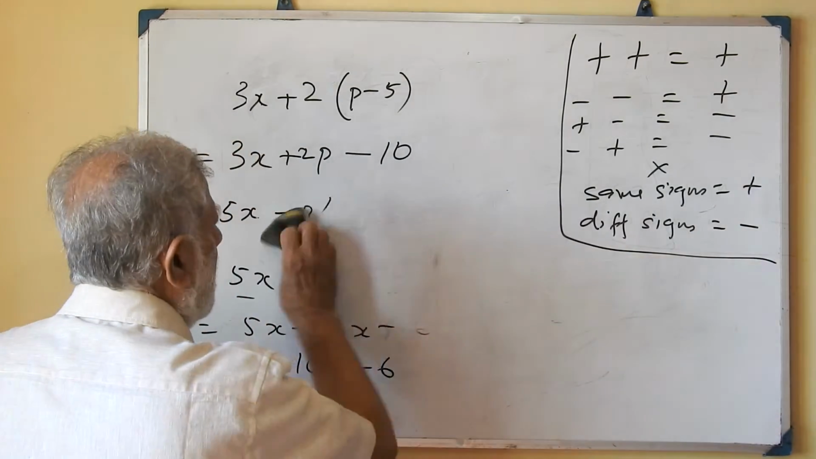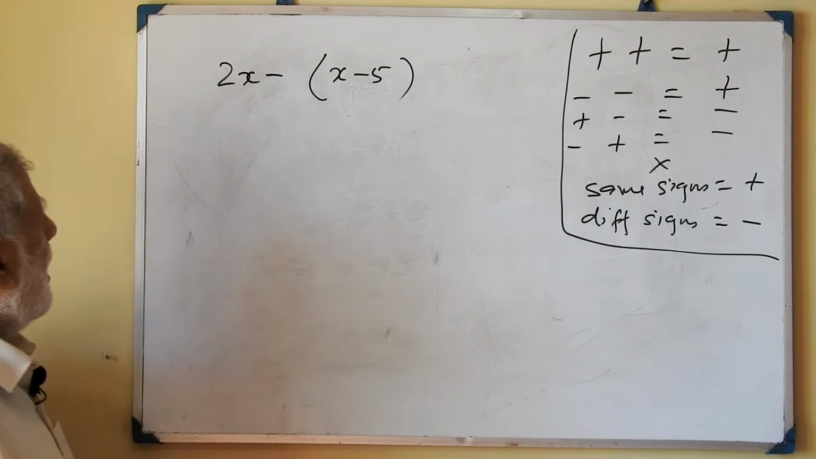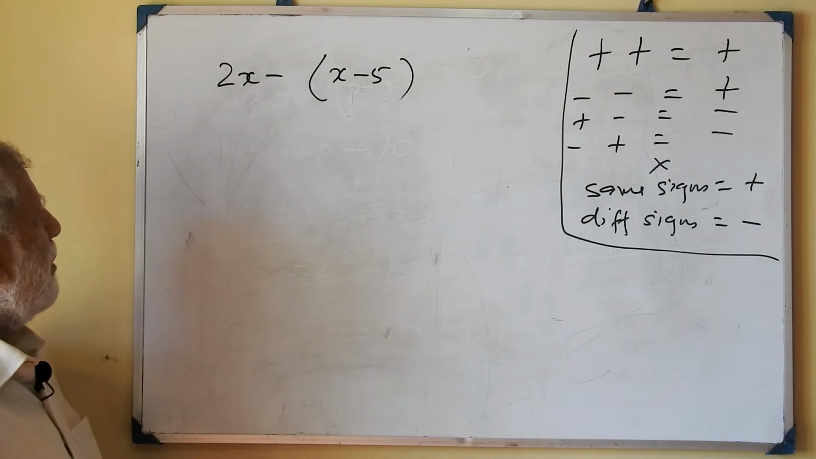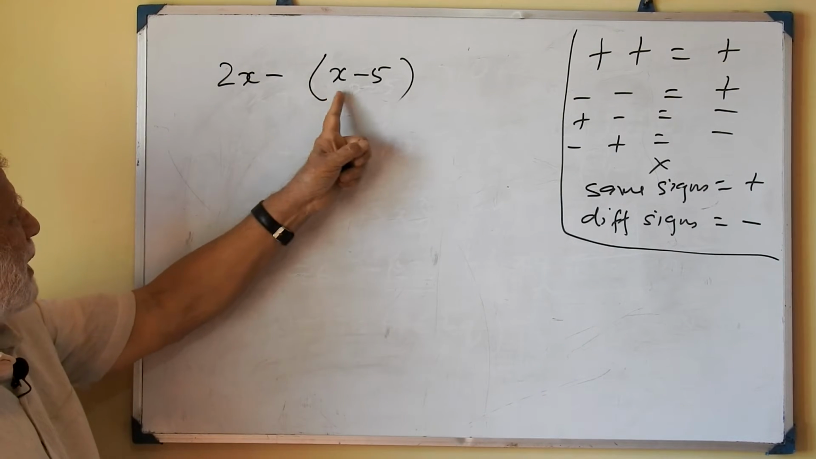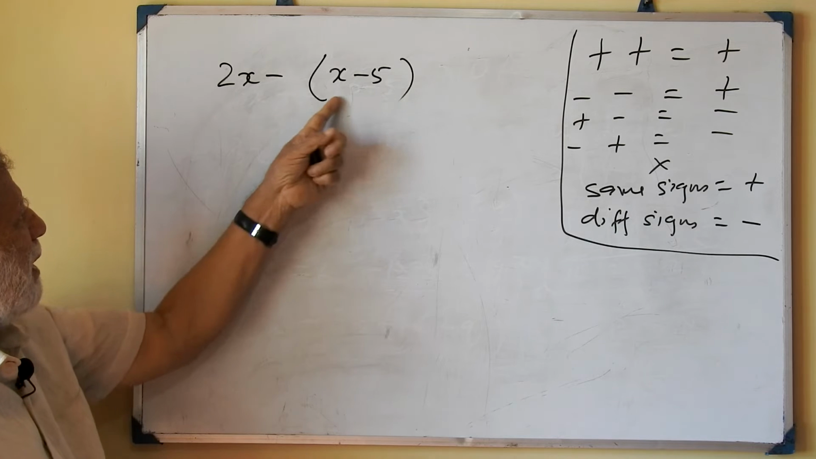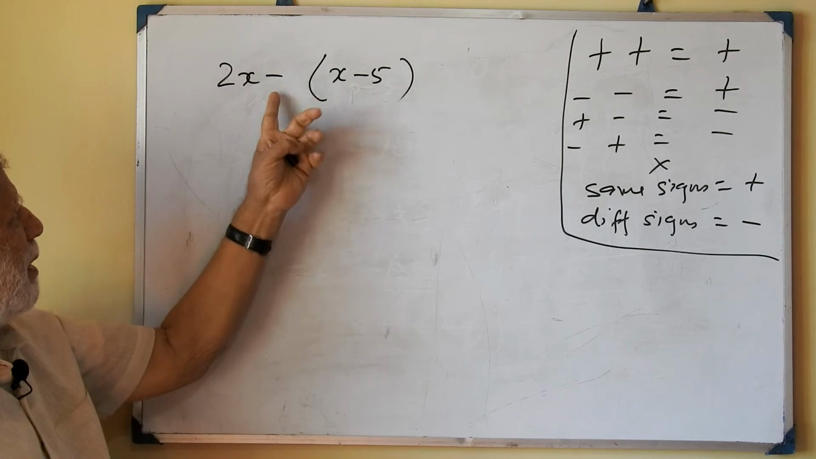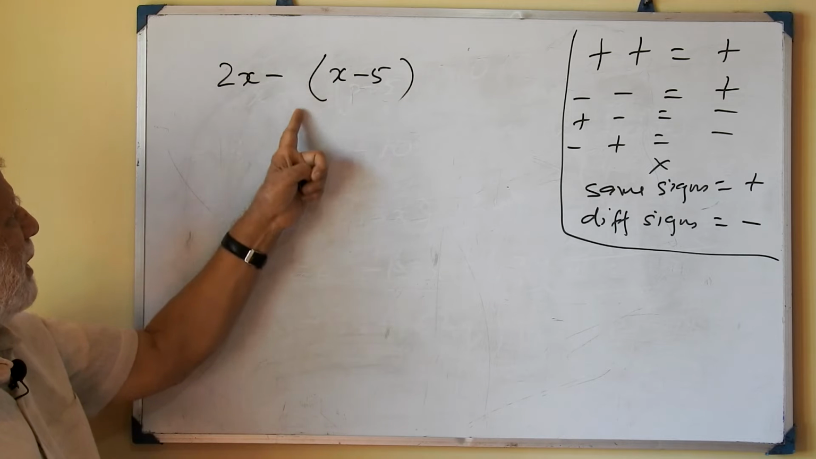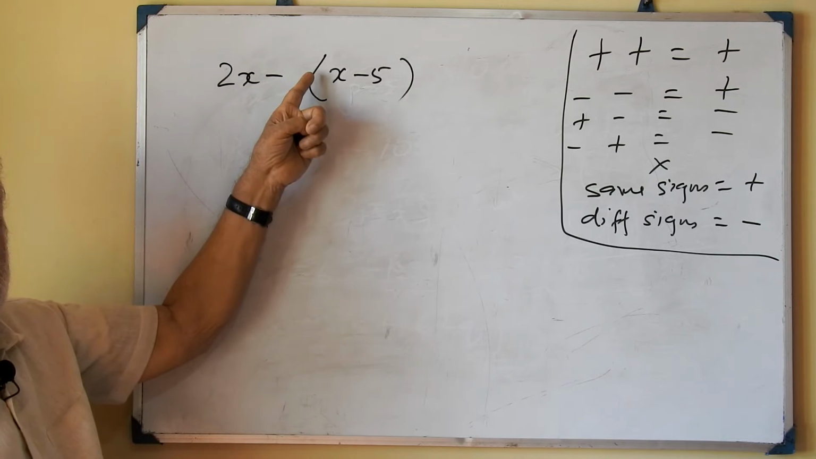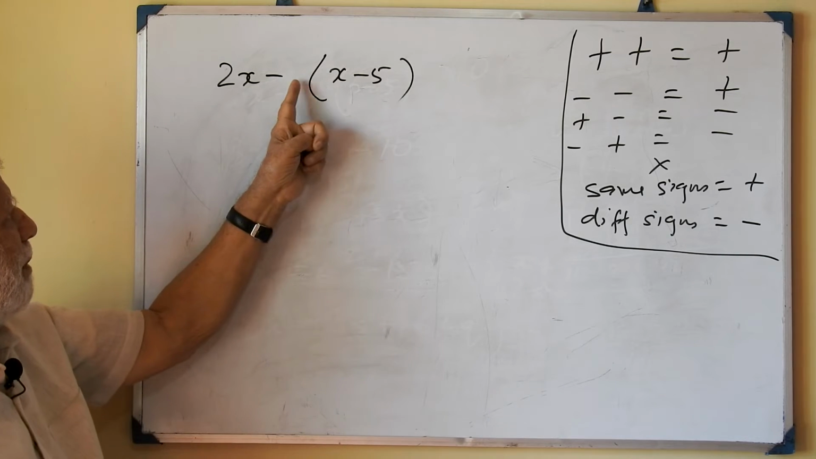We'll take another example. 2x minus x minus 5. Now here, as I told you before, 2x has nothing to do with x minus 5. But then what is the number here? Many children got confused about the number here. There is no number written here. But if there is no number, we have to take it as 1. There is 1 there. So we have to multiply by 1.